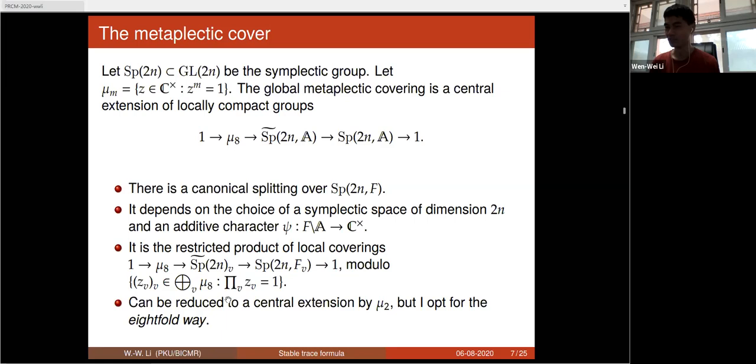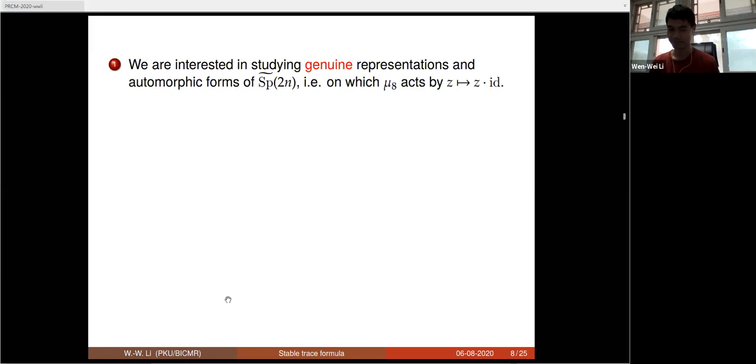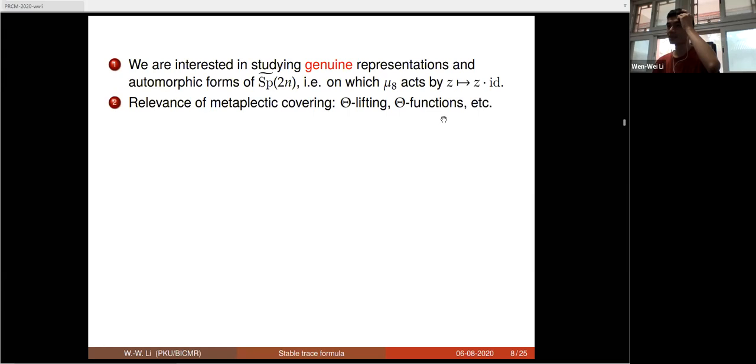So why do we want to study this, or more precisely, study the genuine representations? A representation is called genuine if mu_8 acts tautologically. Yeah, so the relevance of the covering is associated to theta lifting and theta functions and so on. So for example, theta functions can be viewed as genuine automorphic representations on the metaplectic group.